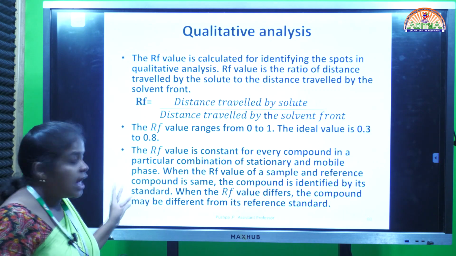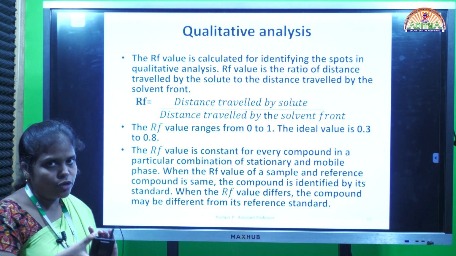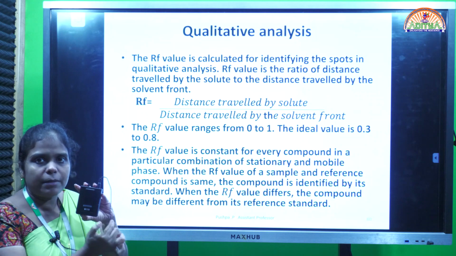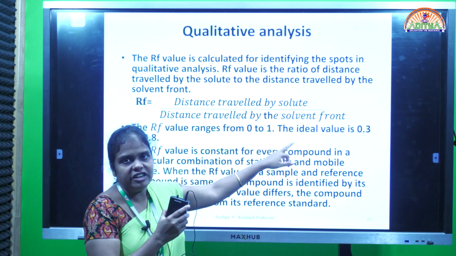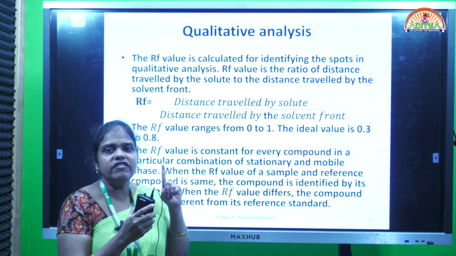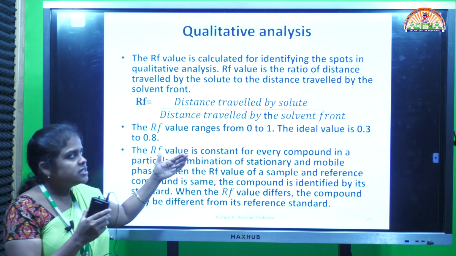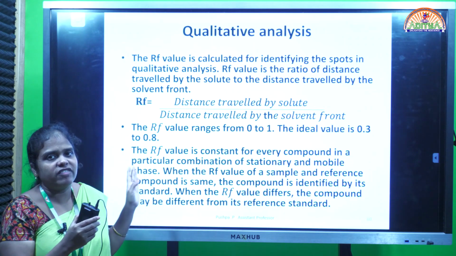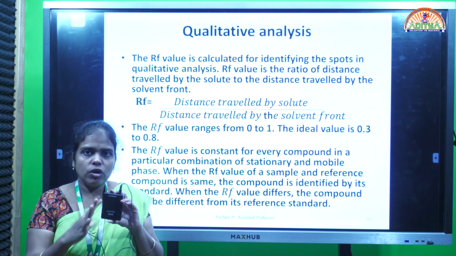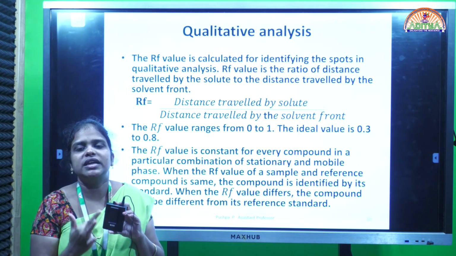One is the RF value, another is the RM value, and another is the RX value. RF value, as I already told you, is the distance traveled by the sample or solute divided by the distance traveled by the solvent front. Solvent front means mobile phase. You already know only the mobile phase moves. So the distance traveled by our sample divided by the distance traveled by our mobile phase is nothing but the RF value. That means we are comparing. The stationary phase does not move, but the mobile phase moves, so to the movement of the mobile phase we compare how much the sample has moved.